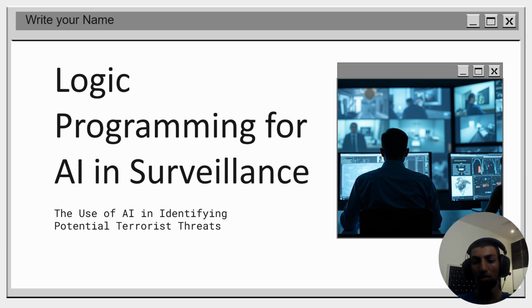Logical programming allows AI systems to reason and make decisions based on rules and facts. In surveillance, it helps analyze the data from cameras, sensors and other sources to detect suspicious activities effectively. This logical programming for AI in surveillance uses AI to detect potential terrorist threats.